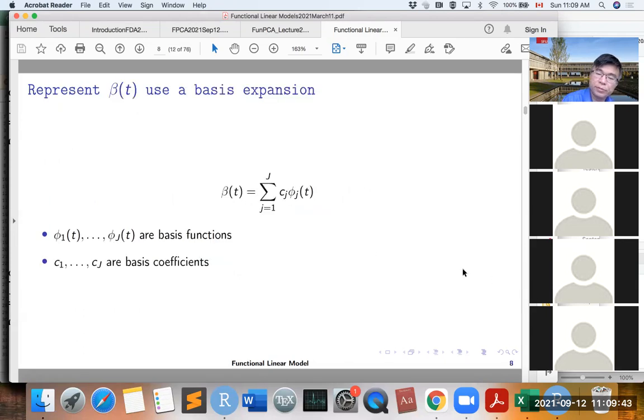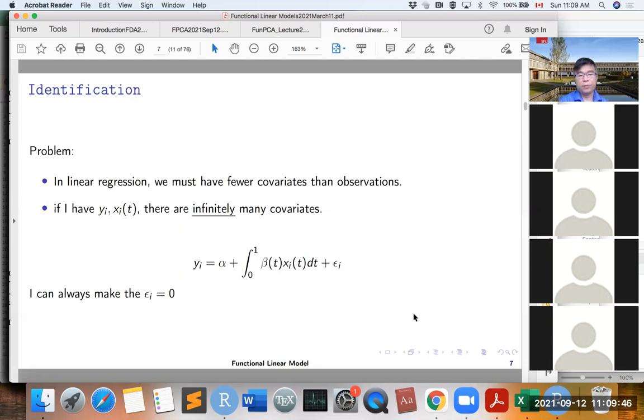So we have to control the smoothness of beta(t). As I mentioned before, we believe that the xi(t) are highly correlated, so the coefficient of the temperature today will be very close to the coefficient of the temperature tomorrow. So we want beta(t) to change very smoothly. We don't want beta(t) to change too much.